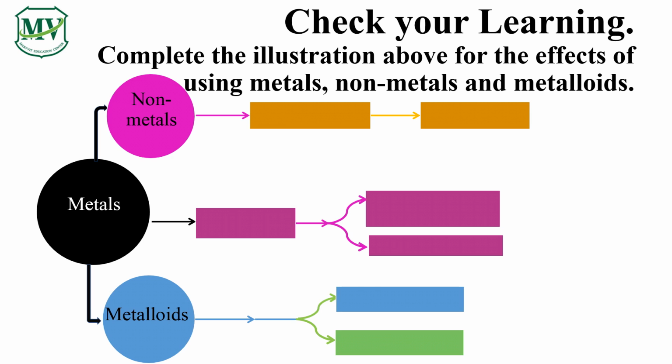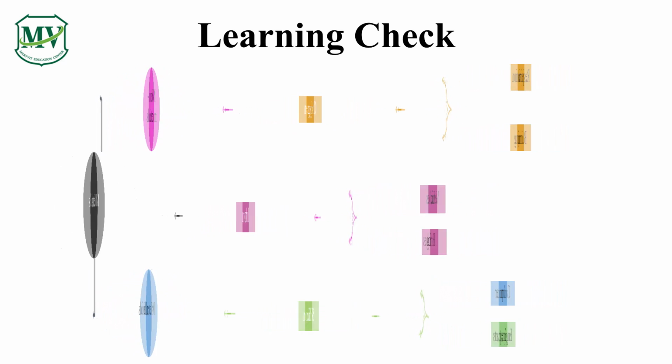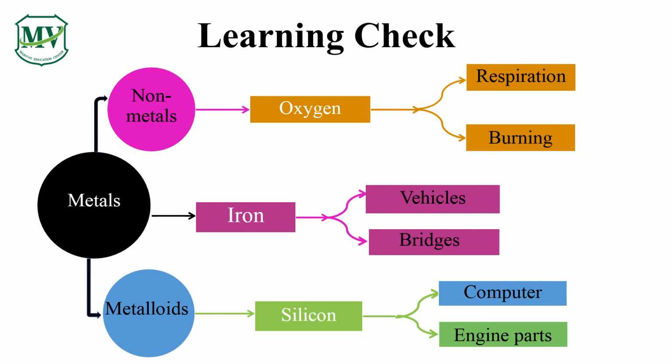Complete the illustration above for the effects of using metals, nonmetals, and metalloids. Choose one from the given examples on the previous discussion. This is how your illustration will look like when you are done. Do we have the same illustration? Well done!